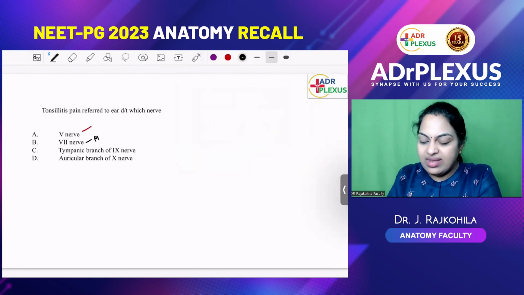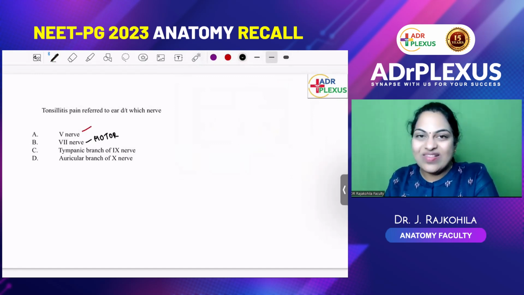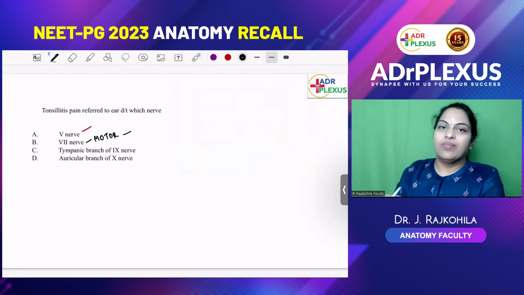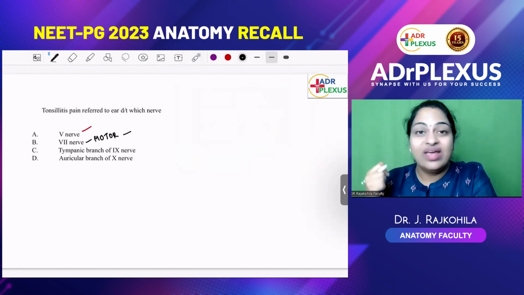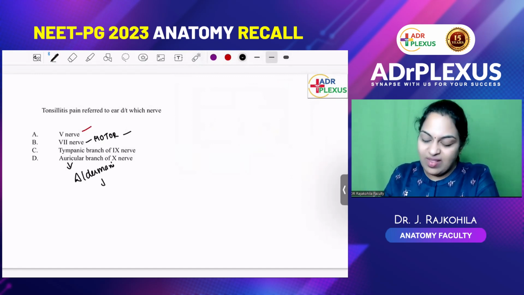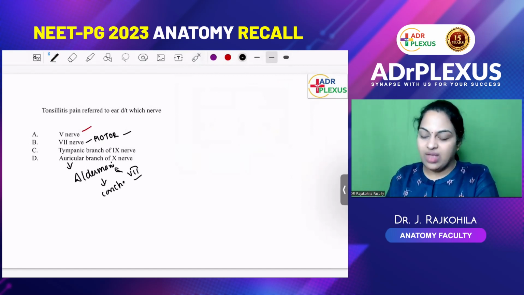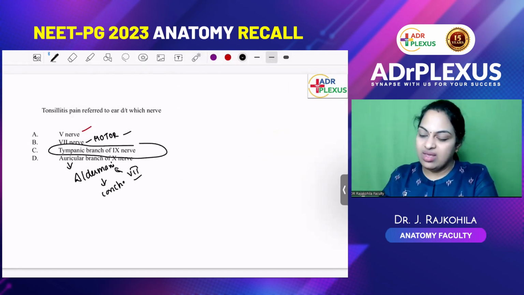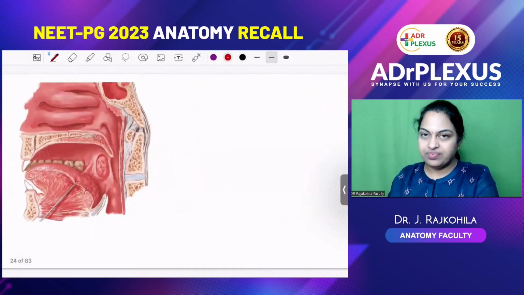The seventh nerve is entirely motor except for its supply over the skin of the concha through its communications with the vagus nerve, right? And the vagus nerve has only one cutaneous branch. You must have learned it, Arnold's nerve, yes, which supplies the concha, and this has communication with the seventh nerve. Now, the tympanic branch of the ninth nerve is the option. Okay, we'll just see a few words about it.